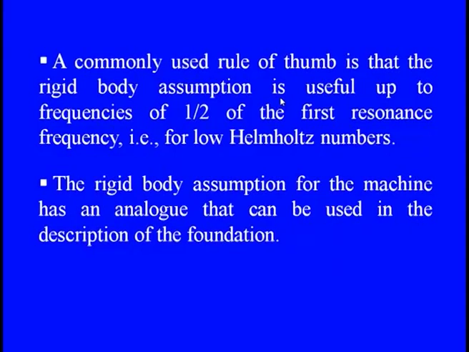So we can say that at these points where the system is excited at such a high level of amplitude and energy, the machine is not treated as a rigid body. It's a flexible body here. So the commonly used rule of thumb is that the rigid body assumption is useful only up to half of the first resonant frequency, that is, a low Helmholtz number. This is a very useful rule of thumb that you see here.